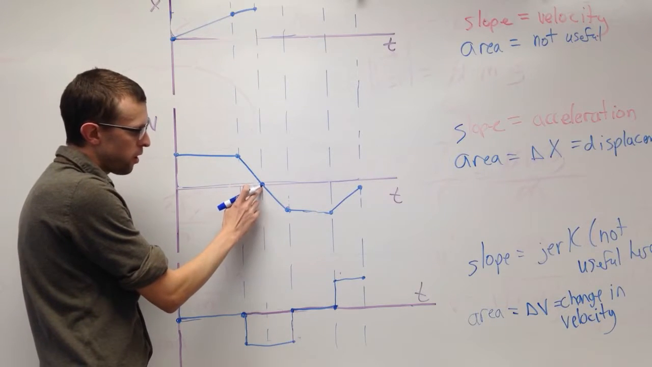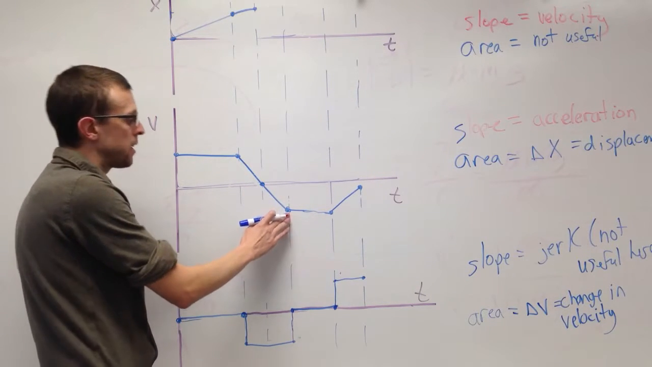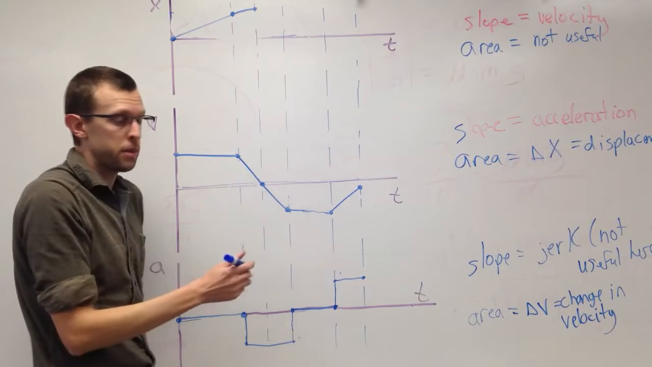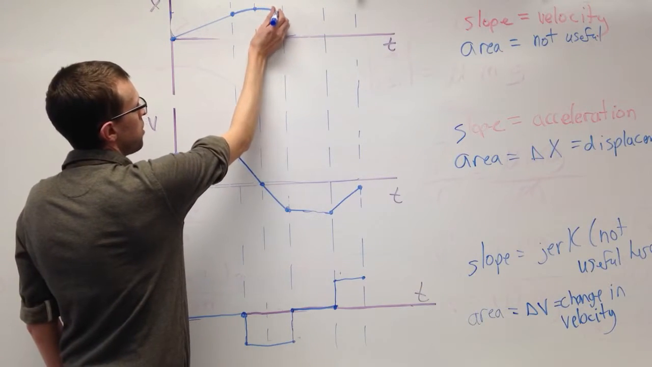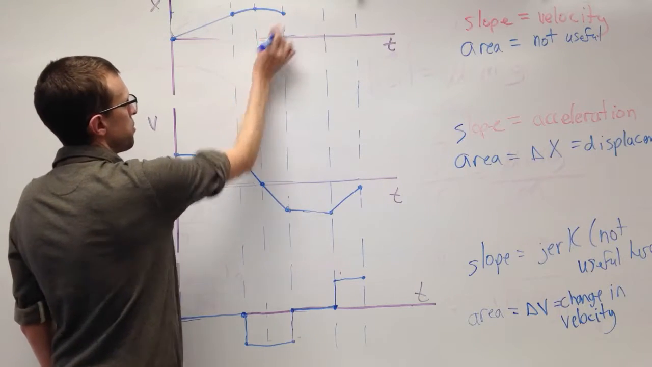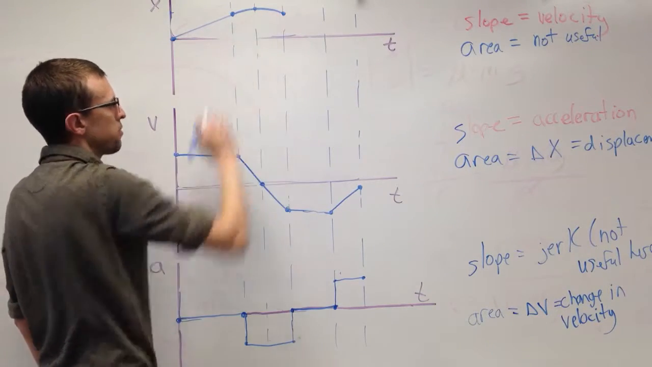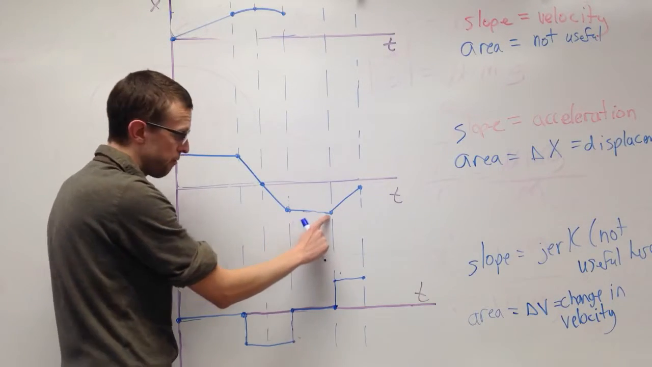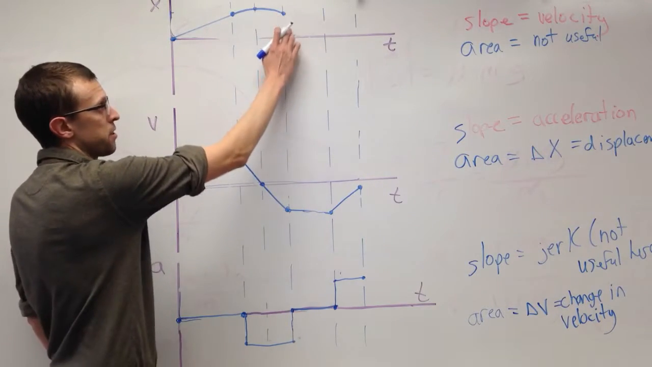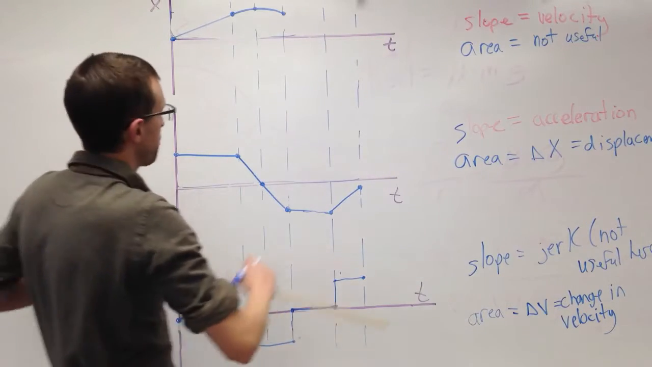Now we have 0 velocity becoming a negative velocity, and so up here we're going to have 0 slope becoming a negative slope. So again, a curve downward this time. So we go from 0 slope to negative slope. That gets us down here. Now we have a constant negative velocity. So we need to have a constant negative slope here. So another straight line.